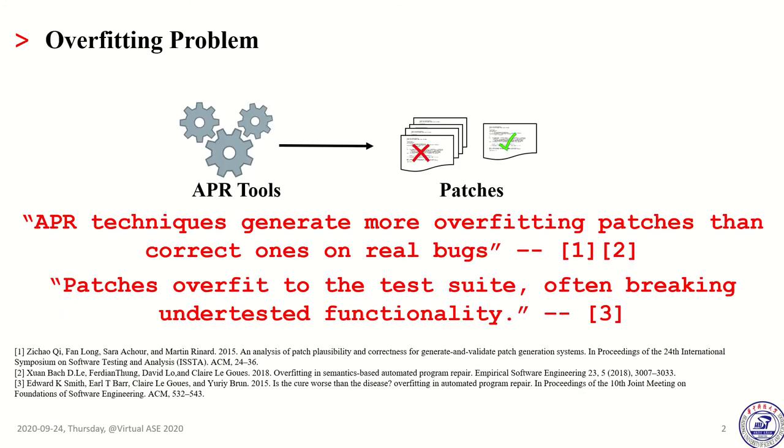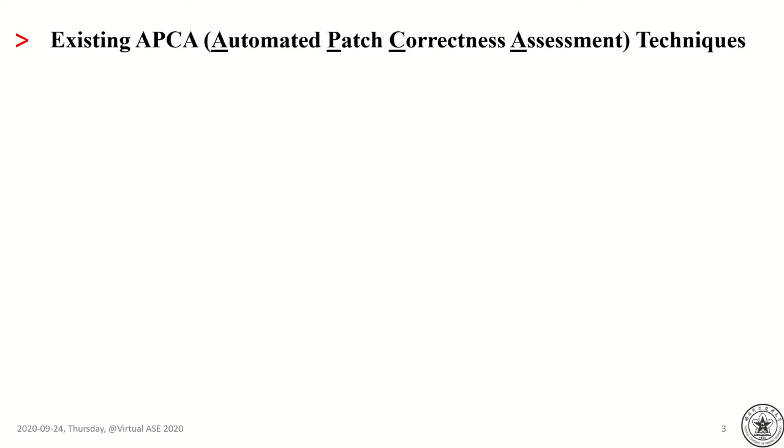As revealed by recent studies, existing APR techniques are widely suffering from the overfitting problem. That is, they generate more overfitting patches than correct ones on real bugs. Also, existing studies have shown that overfitting patches often break functionalities of the original program, which is rather harmful. Thus, to help assess the correctness of generated patches, many approaches have been proposed in recent years.